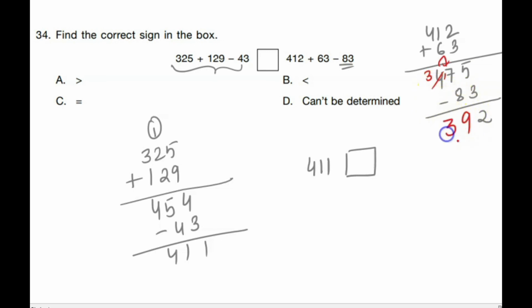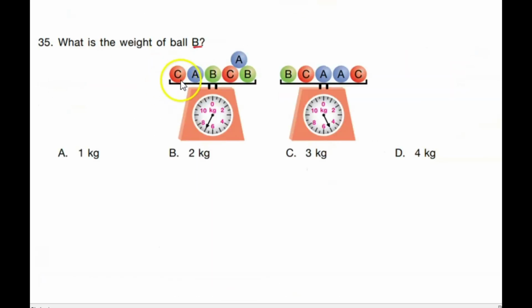Now 392. We have to compare 411 and 392. 411 will be the greater one. So question number 34 will have option A correct. Now question number 35.